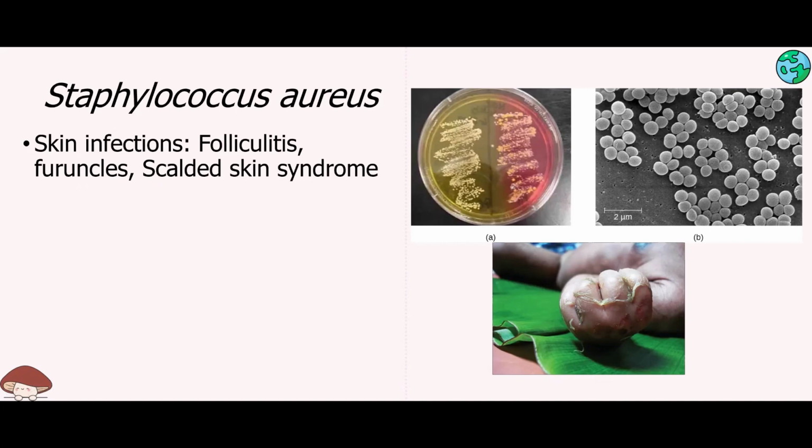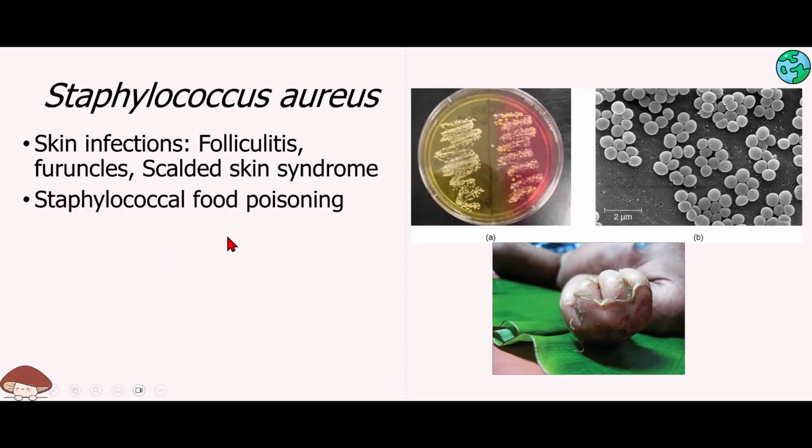And so, if this bacteria is able to get into the skin, whether you have a cut or whatever, it can cause tons of different types of infections. This, by the way, is scalded skin syndrome, where your skin starts to peel from the infection. Staph aureus is also famous for being the mannitol salt agar positive organism, positive for mannitol fermentation and positive for salt tolerance.